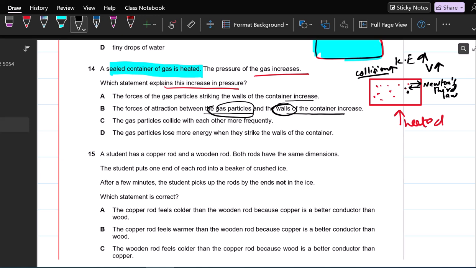The gas particles collide with each other more frequently. Yes, it is possible, but they are also colliding with the walls of the container. The gas particles lose more energy. Not possible. A is appropriate here.